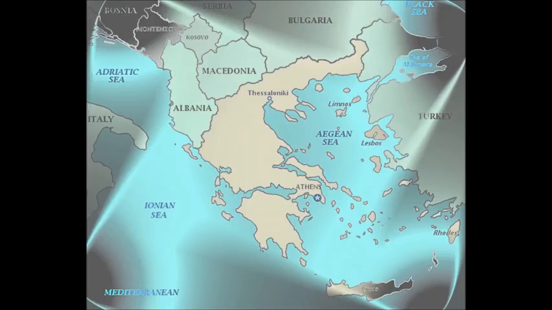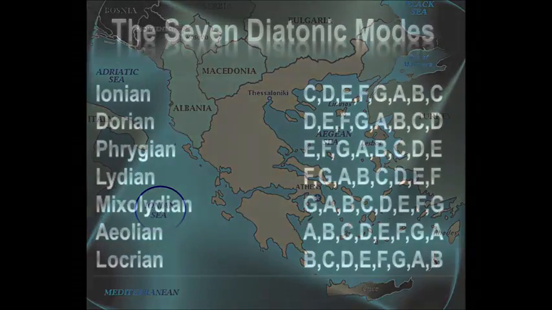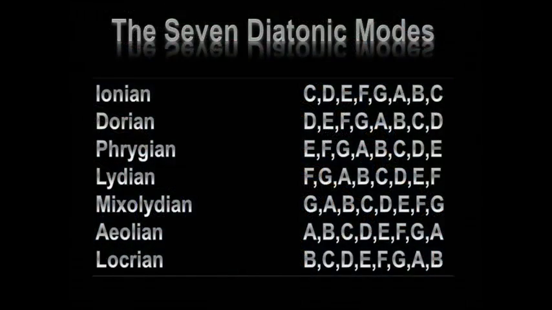Let's begin. In February 2016, while sifting through some earthquake data, I came across a location that I've seen hundreds and hundreds of times before, and that location was the Ionian Sea. The Ionian Sea is a play on words. Ionian Sea is in fact C Ionian, the first of the 7 diatonic modes.